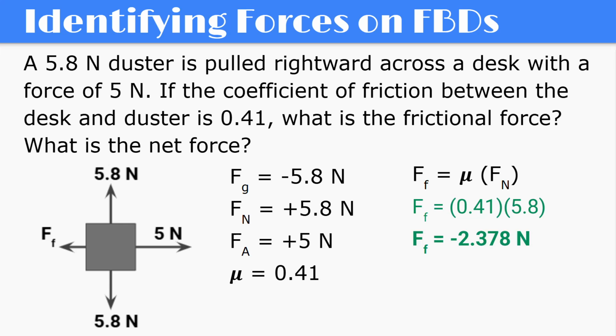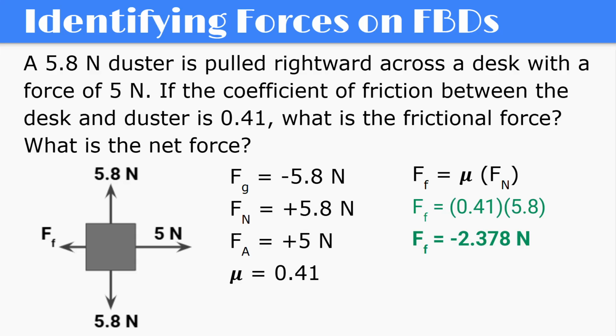All right, so from here we can plug in 0.41 times 5.8, that is mu times Fn, and that gives me a frictional force of, it doesn't give you the negative sign, you have to add it. It gives you 2.378 newtons, but in your mind you need to look at that picture and say, but it's pointing to the left. It's not going to give you the negative, you have to add it on. When it's pointing to the left, add on a negative. Okay, so negative 2.378 newtons. That's the first part of the question.